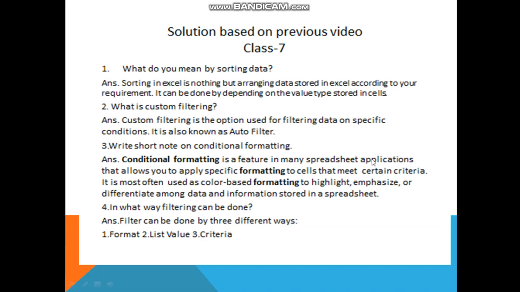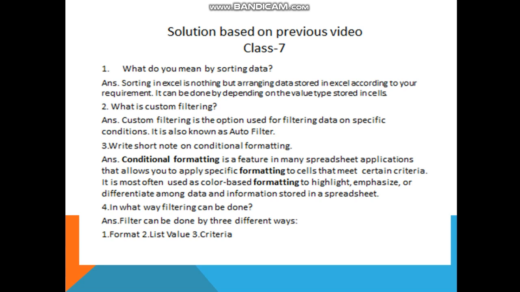Question number 1. What do you mean by sorting data? Sorting in Excel is nothing but arranging data stored in Excel according to your requirement. It can be done depending on the value type stored in cells. Next question, what is custom filter? Custom filtering is the option used for filtering data on specific conditions. It is also known as auto filter.